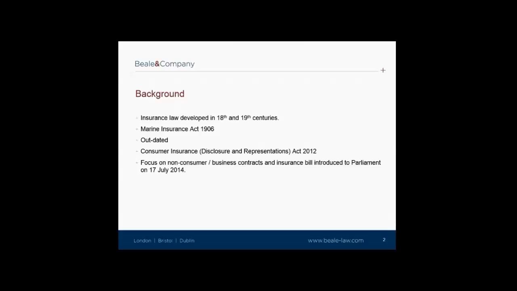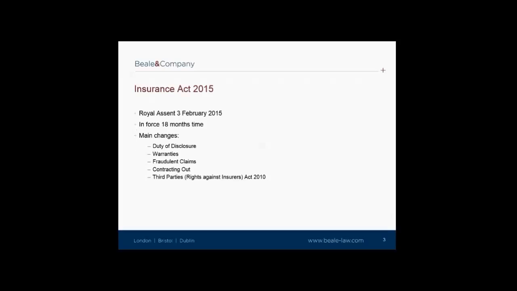The initial focus was on the consumer's duty to disclose information to the insurer. On the 6th of April 2013, the Consumer Insurance Disclosure and Representations Act 2012 came into force. This Act simplifies existing law and replaces the consumer's duty of disclosure with a new duty to take reasonable care when answering an insurer's questions. Following the successful implementation of the Consumer Insurance Act 2012, the Law Commission shifted its focus to non-consumer insurance contracts, and the draft insurance bill was introduced into Parliament in July 2014.